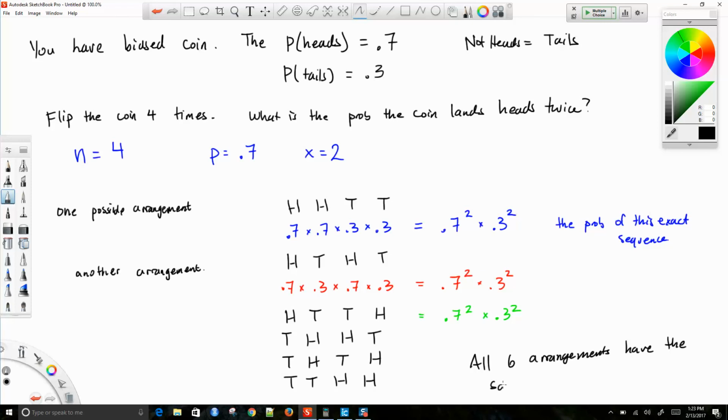Okay, so all 6 arrangements have the same probability, which is going to be 0.7 squared times 0.3 squared. And so the total probability for all 6 arrangements is just going to be 6 times 0.7 squared times 0.3 squared. Does that make sense? So the probability of getting 2 heads, we combine all of these, is just going to be 6 times 0.7 squared times 0.3 squared.